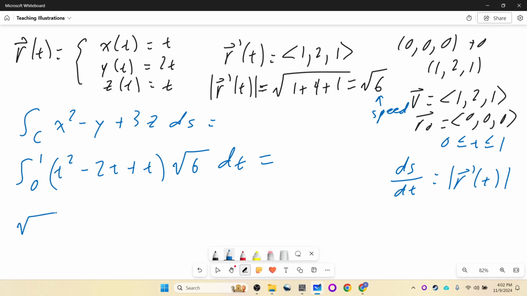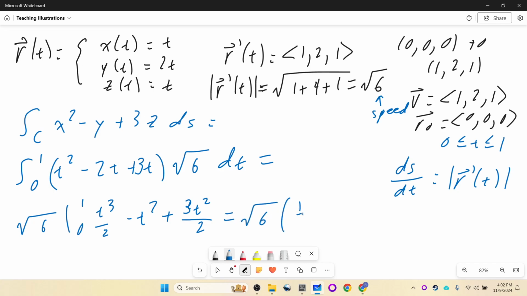All right, so root 6, integral from 0 to 1 of t cubed over 3 minus t squared plus, did I leave off a 3 here? Left off a 3 there. All right, that's fine. Could have combined those. 3t squared over 2. So this becomes root 6 of 1/2 minus 2, not the root, 1 plus 3/2.